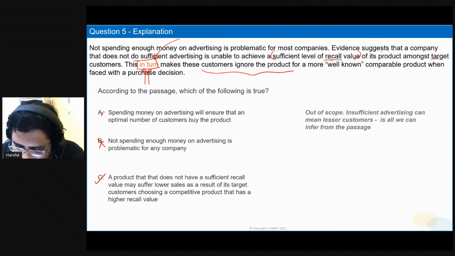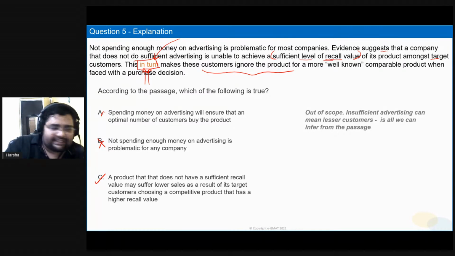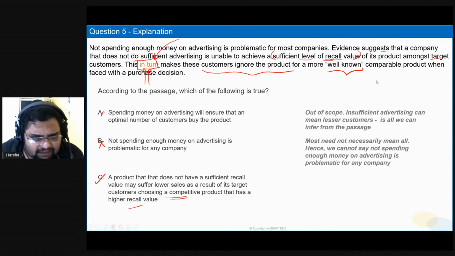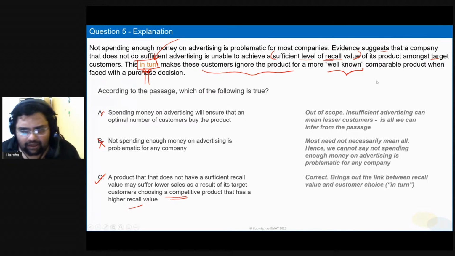So as per evidence, insufficient level of recall value. If a company doesn't spend enough in advertising, what is the consequence? What happens? Insufficient level of brand recall. What is the consequence of that? This insufficient level of recall value leads to customers ignoring their product for a competitor product. Or in other words, customers choose a competitor product which has a higher recall value, or in other words, is more well known. That's in simple words what recall value is. Which is why option C is the correct answer. Most of you chose this, so I'm moving on.